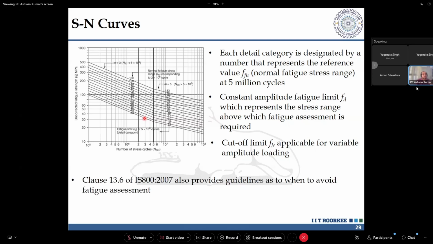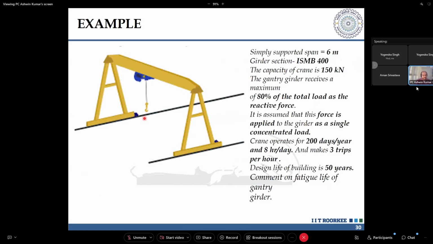And the code also has a certain provision saying when fatigue analysis can be avoided, and when it should be included. We will come to it. It is given in the code. But let's look at an example first of all, right, to understand whatever we have covered so far.